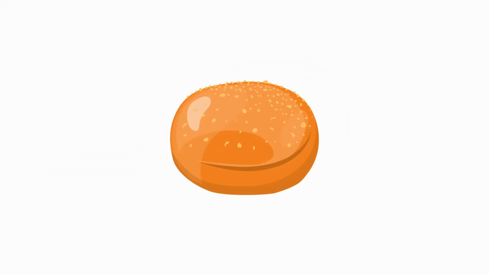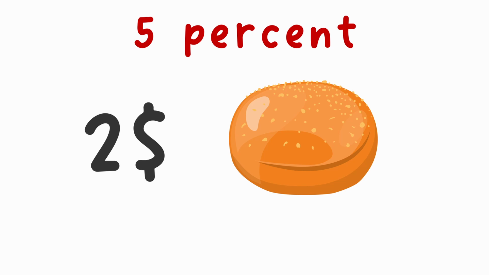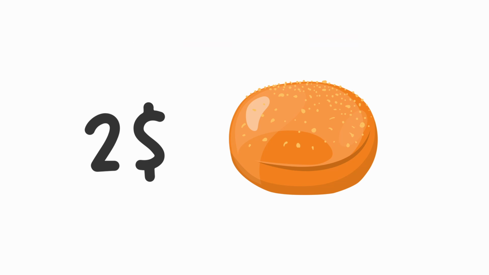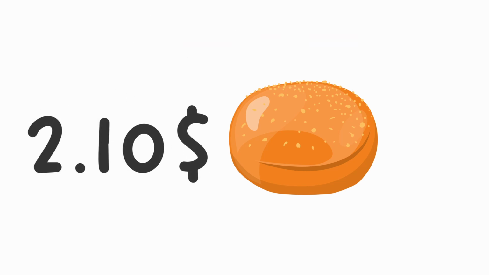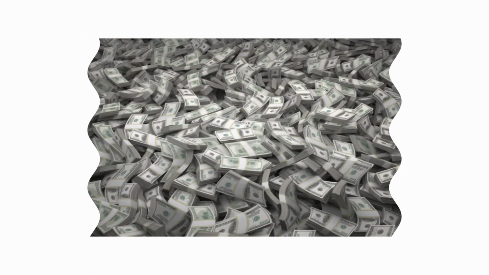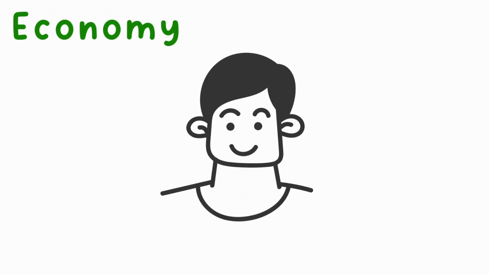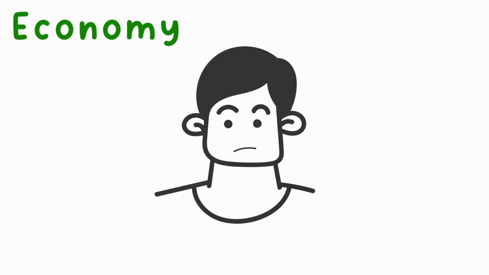If the price of a loaf of bread is $2 at the beginning of the year, with 5% inflation, by the end of the year, the same loaf of bread would cost $2.10. This means you would need to spend more money to buy the same amount of goods, indicating a decrease in the purchasing power of your money. It's a natural part of healthy economic growth, but can become problematic if it occurs too rapidly or if it's too high. There are various causes of inflation.